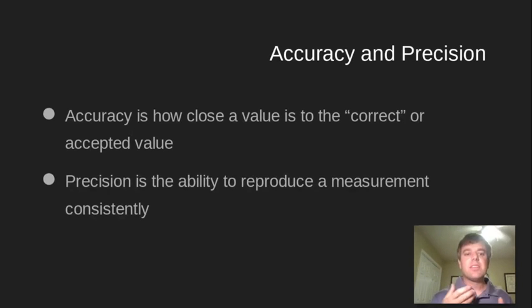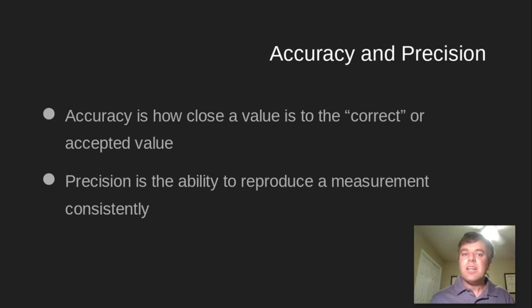Precision is getting the same measurement over and over again. So that would be if you use the same thermometer and you take numerous readings of the same person over and over again and you get the same temperature. That would be a very precise thermometer.